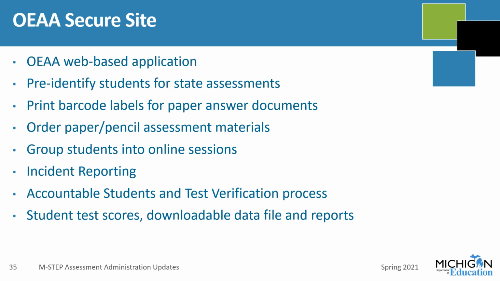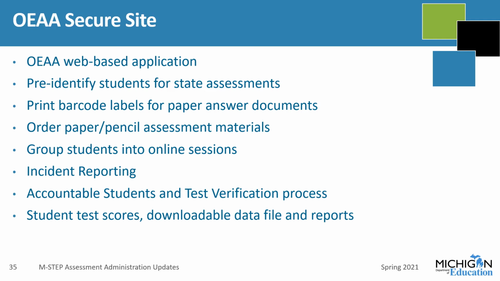Which leads me to ordering paper pencil assessment materials. Your pre-ID list of students is what determines your initial material order, unless you go in and select additional items at that time. If something changes after the initial material order, you have a student who needs paper pencil materials that you didn't previously plan on, or you have students enroll who need testing materials, then you can place an additional material order according to the dates in the important dates documents. And you place all of these orders in the OEAA Secure site.